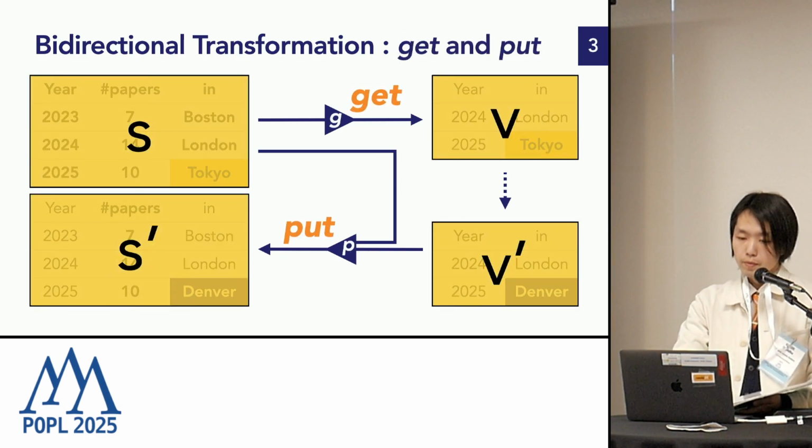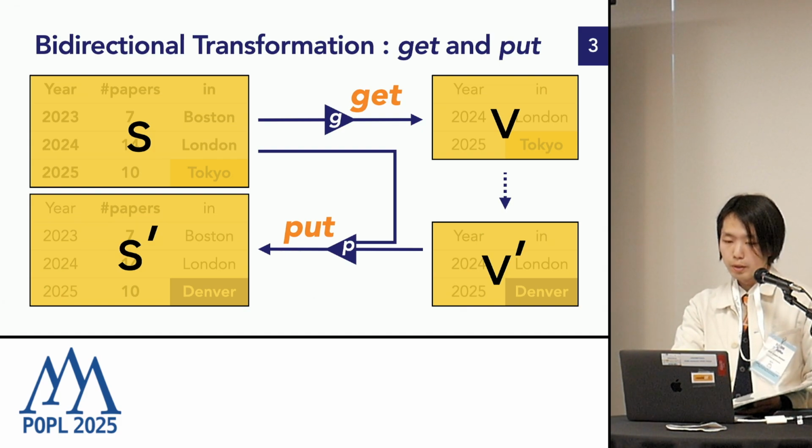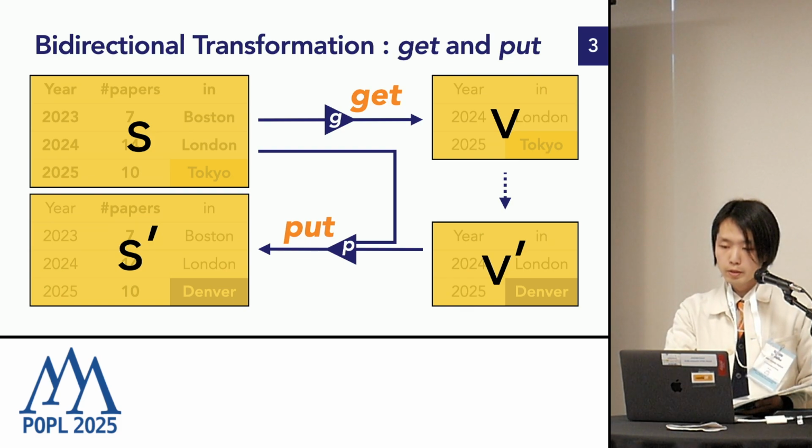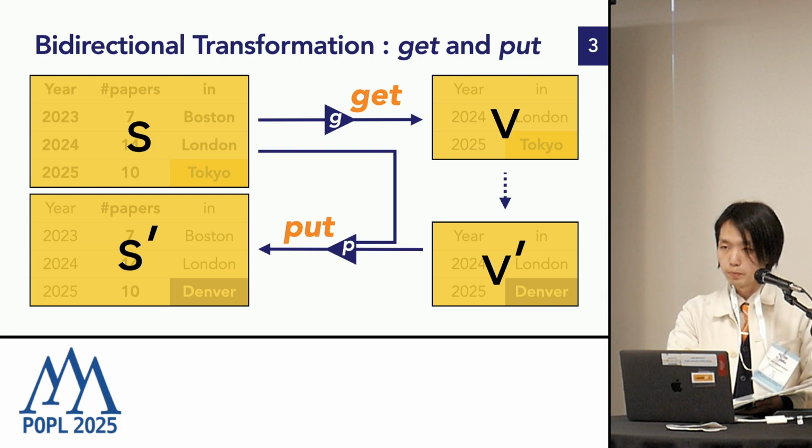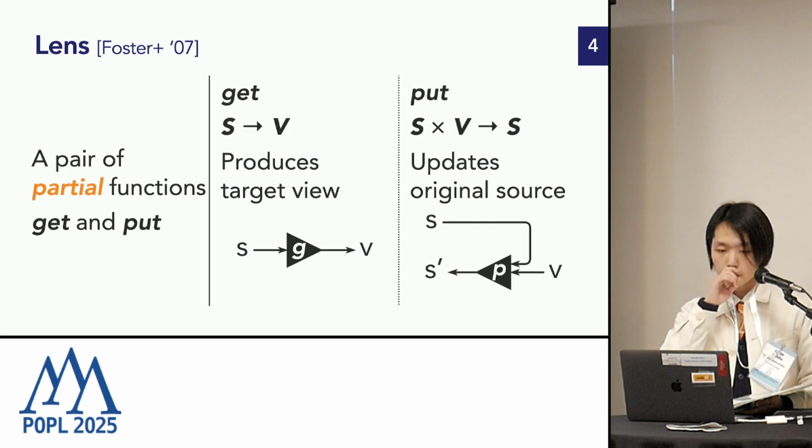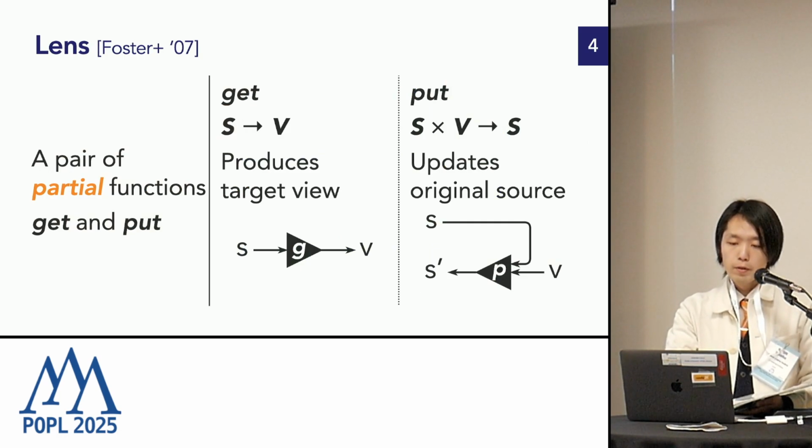In BX, the process of obtaining a small part of the data is called get. Also, we denote the original data as a source and the extracted data as a view. In most studies, S indicates the source and V indicates view. For the BX, Foster et al. gave a novel approach, the lens. The lens is the pair of partial get and put functions.